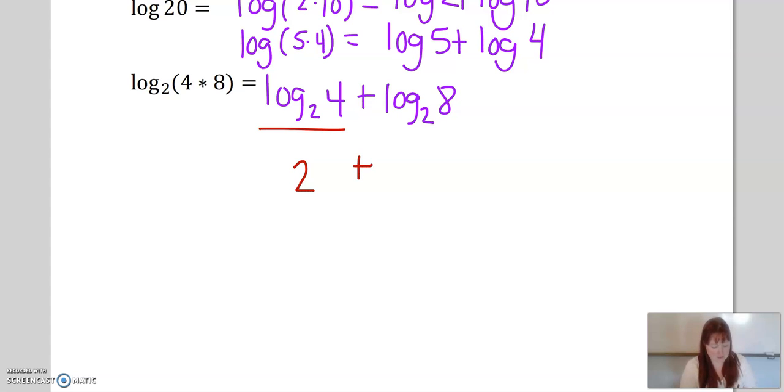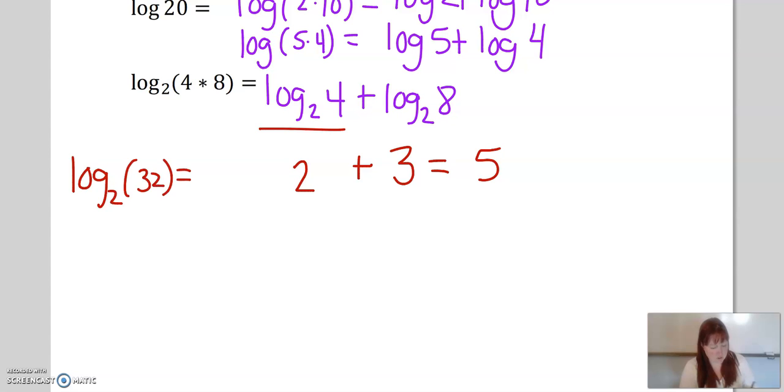And then the question is log base 2 of 8. Now, what exponent do I need to put on 2 to get to 8? The answer is 3. So log base 2 of 4 plus log base 2 of 8 is 5. Now let's work this the other way and see. Log base 2 of 4 times 8, which is 32. What does that equal, right? This is just this rewritten. Okay, what exponent do I need to put on 2 to get to 32? Oh, you're right, it's 5. Do you see that either way, whether I split it apart or I put it together, they actually equal the same thing?